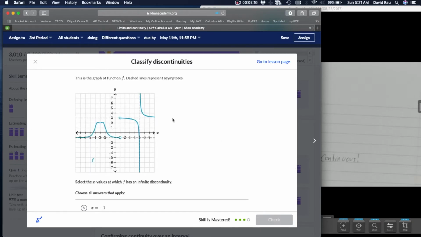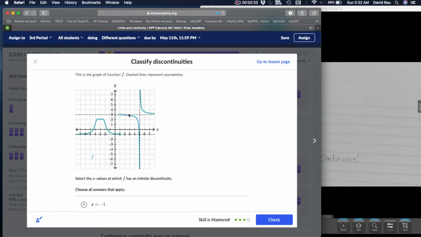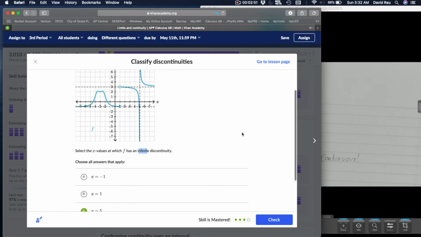There's only one more type you're going to see, infinite discontinuity. That is when your left or right hand limit suddenly is going to infinity. So that's what's happening here at negative 5. Sorry, x approaches 5, not negative 5. The left is going to negative infinity, the right is going to positive infinity. Those are infinite discontinuities, because we're going to a certain side of infinity. That's the only other type of discontinuity besides the jump.